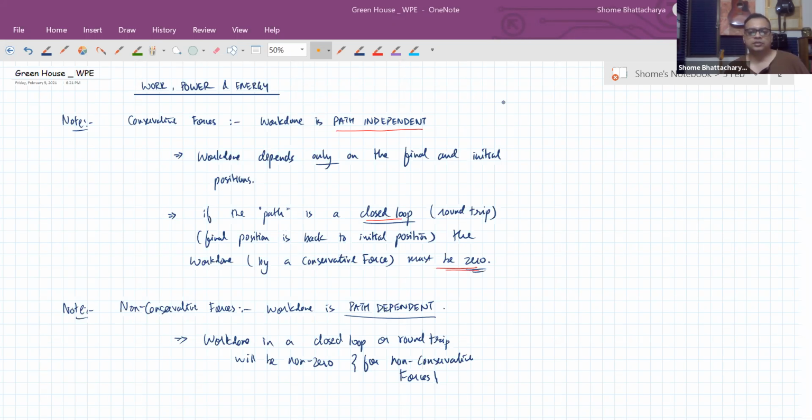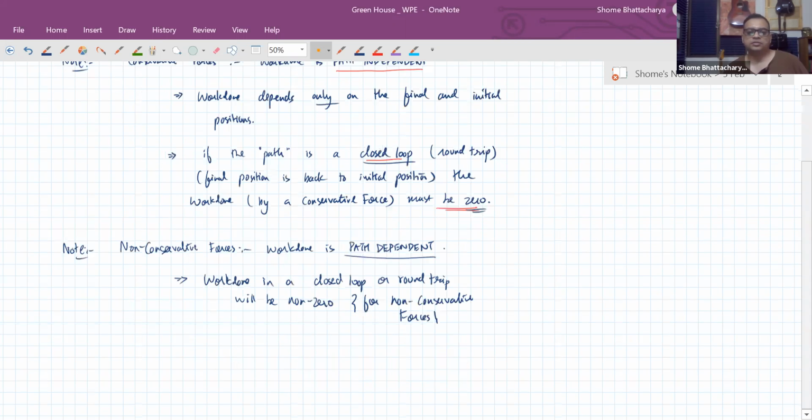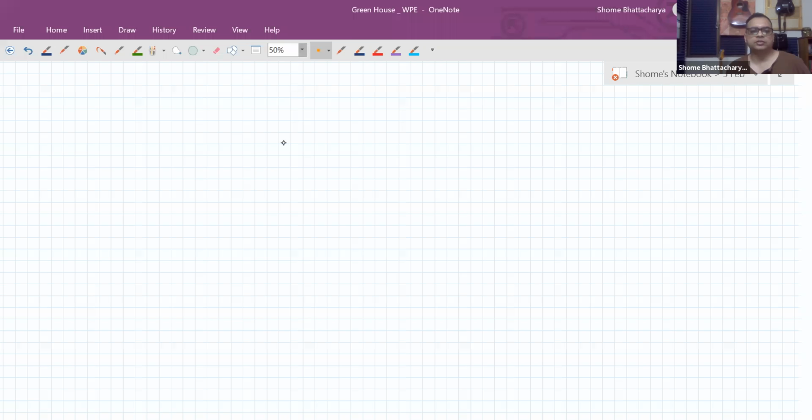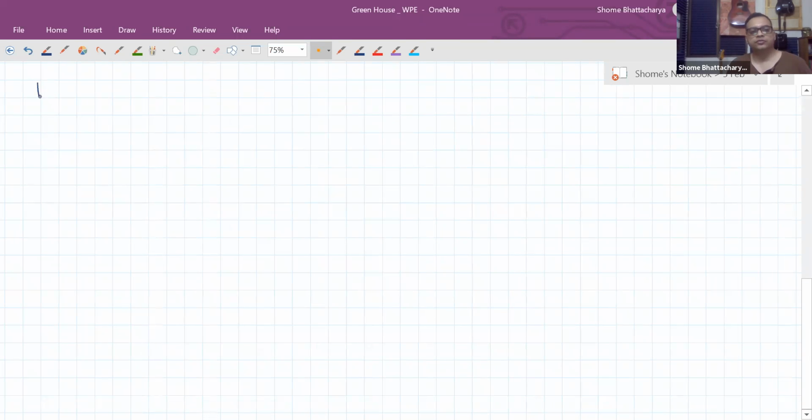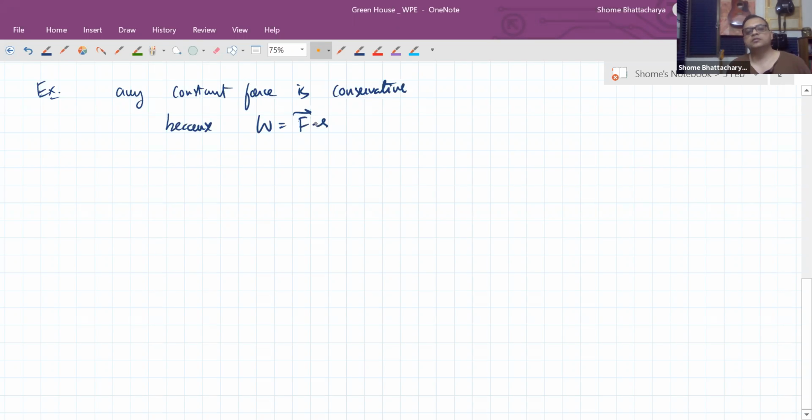Yeah, we'll discuss both these examples. So the easiest example you can think of for a conservative force is a constant force. So for example, any constant force is conservative because work done by a constant force is F dot S, if F is constant.